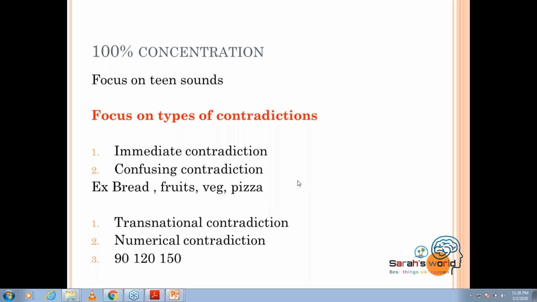So what are confusing contradictions? The question is asked, what is the food that is prepared for the party? And the conversation starts. Okay, Jim, Mark, and Anthony. So let's start with preparing the party and then let's discuss the food. Last year we prepared bread and we got very good comments from the audience. So now everybody look at the options and tell me what is the right option.